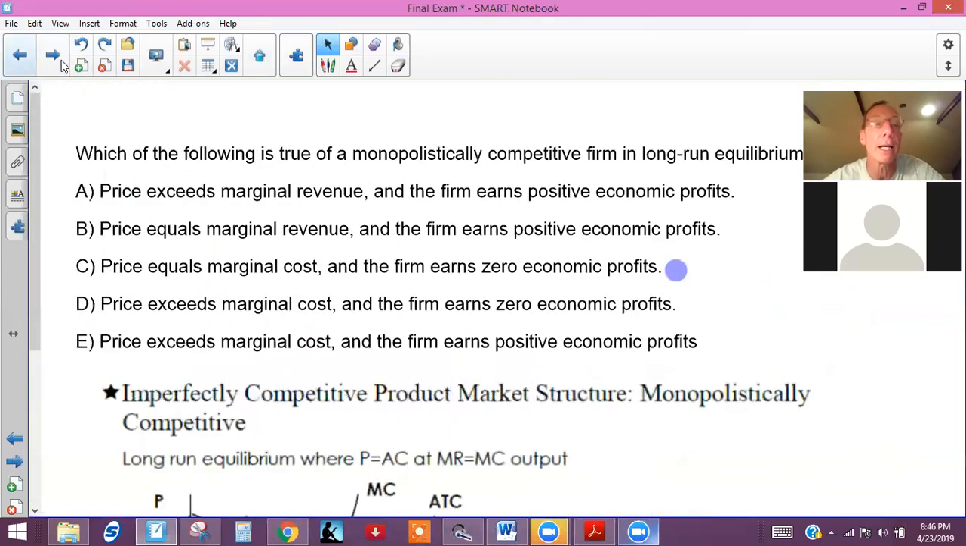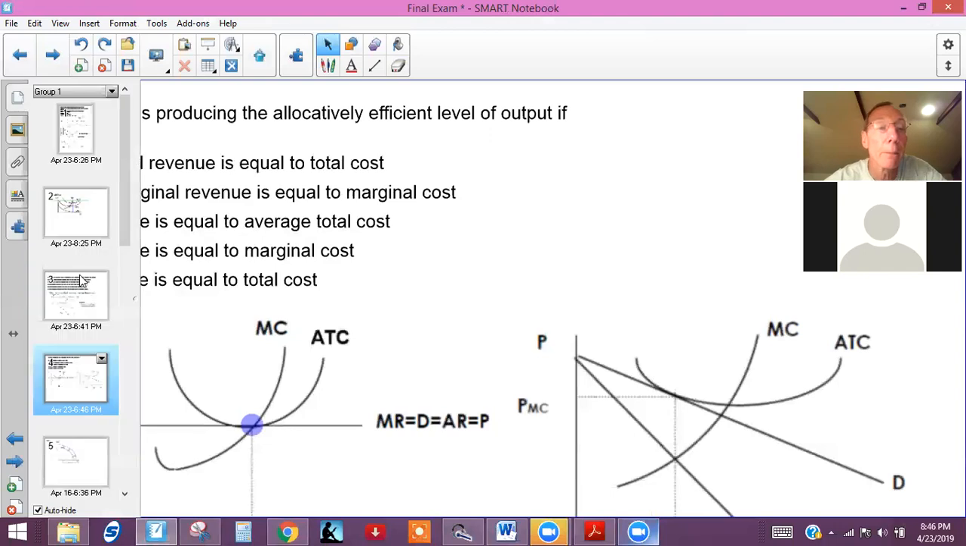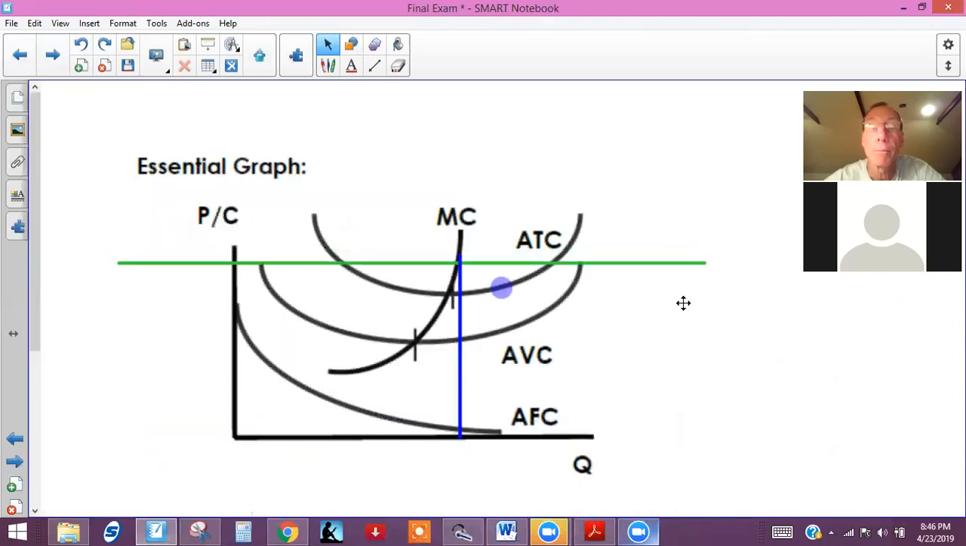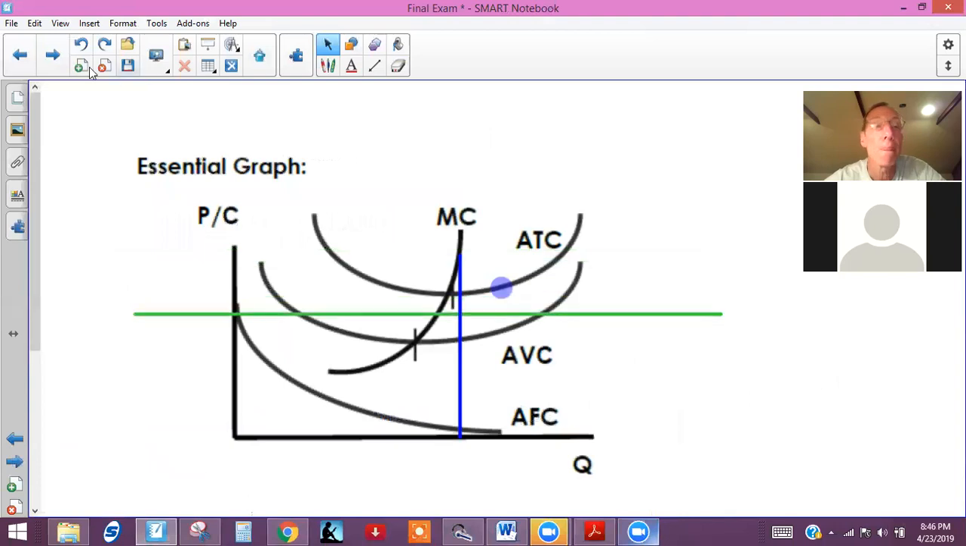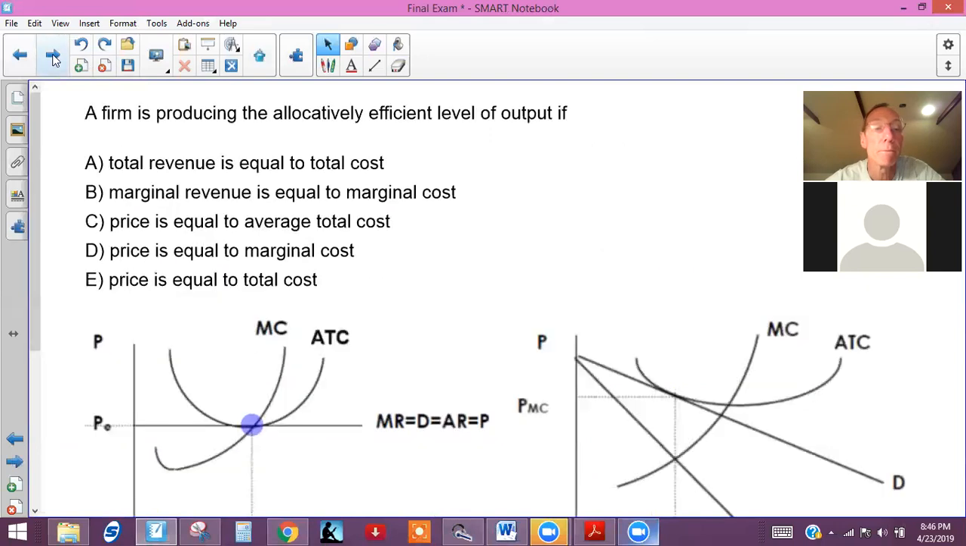Where'd that guy go? Where'd he go? Let me find it. I have him here. I'm sorry, I'm getting confused. Okay. I thought the answer is D. When the price equals marginal cost, that is allocative efficiency. Yeah, it is. Sorry, I confused you. Yeah, here. So the answer. Oh, okay.